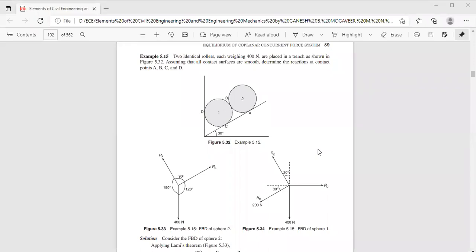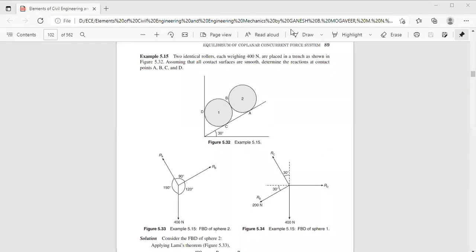RC sine 60 minus 400 minus 200 sine 30 is equal to 0. So hence RC sine 60 is equal to 200 sine 30 plus 400. RC is equal to (200 sine 30 plus 400) divided by sine 60.